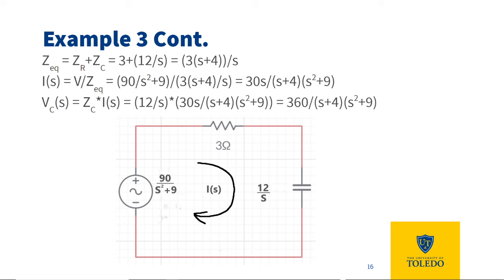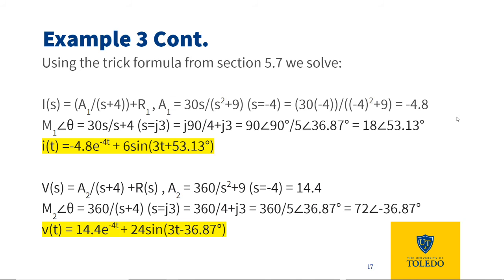V subscript C of S equals Z subscript C times I of S. And using what we found so far, we get a total of 360 divided by S plus 4 multiplied by S squared plus 9. Using the trig formula from section 5.7, we can solve that A1 equals 4.8 after a lot of work, and our M subscript 1 of angle theta equals 18 angle 53.13 degrees.